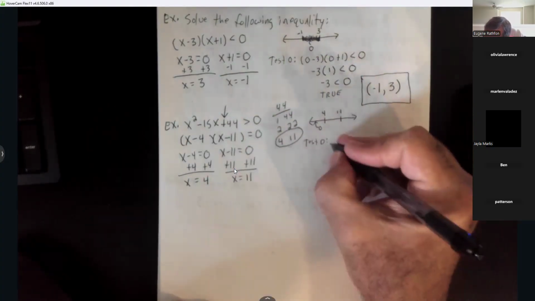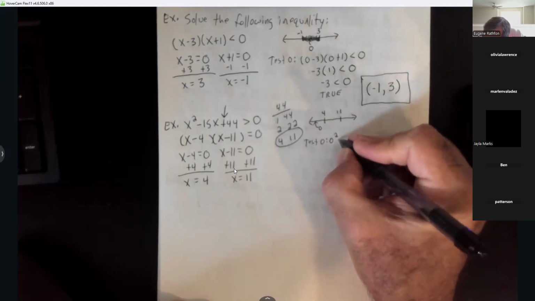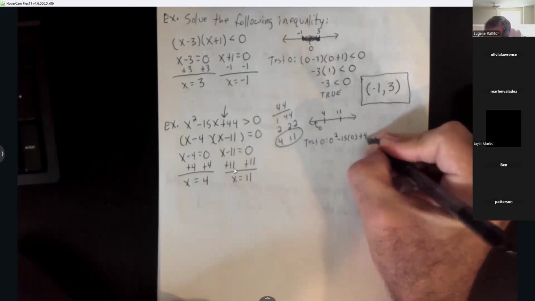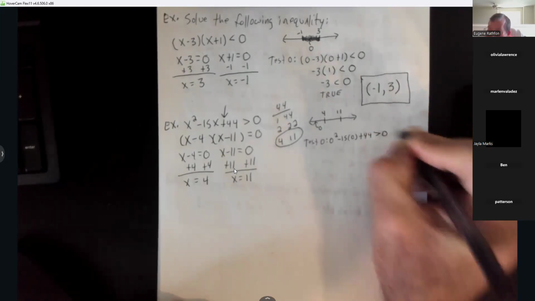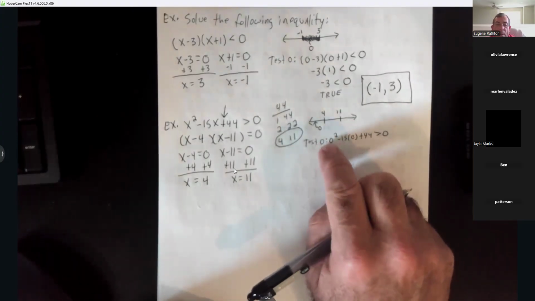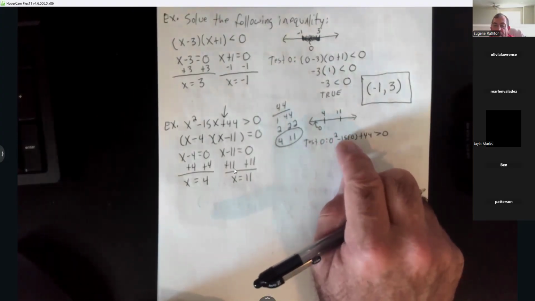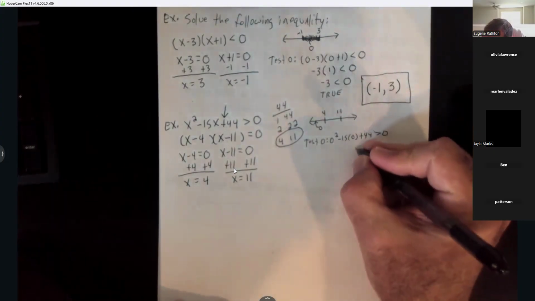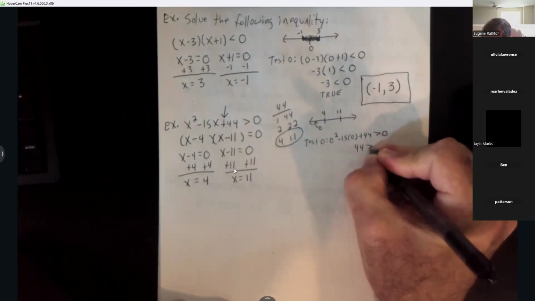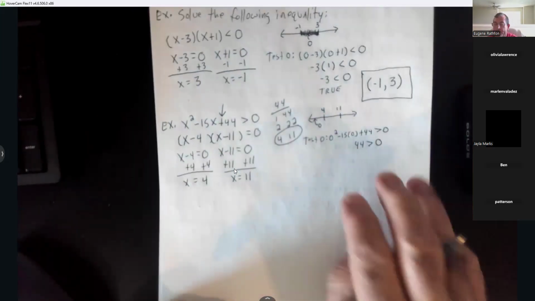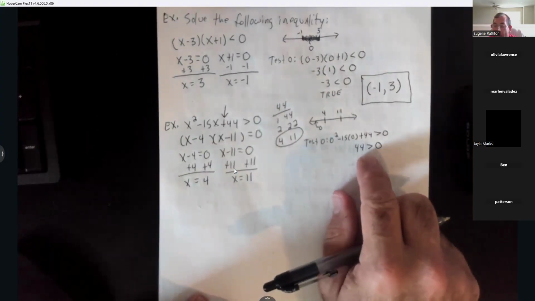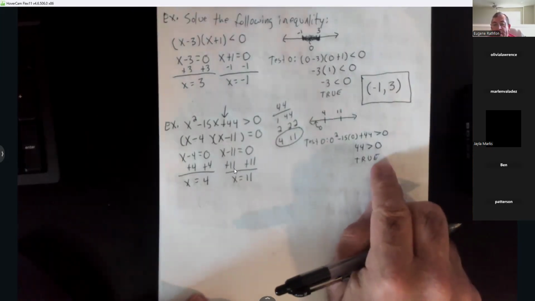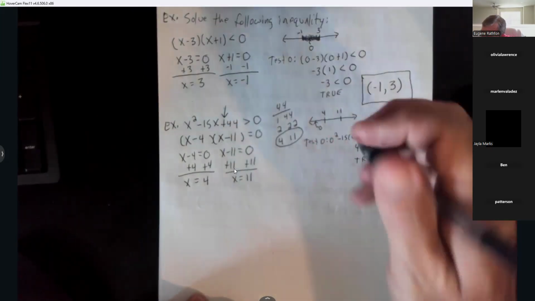So that's going to give me 0 squared minus 15 times 0 plus 44 has to be greater than 0. Well, y'all, 0 squared is 0. 15 times 0 is 0. So you got 0, 0, and 44, which equals 44 greater than 0. So that is definitely true. So since that's true, I'm going to shade the section that 0 was in.